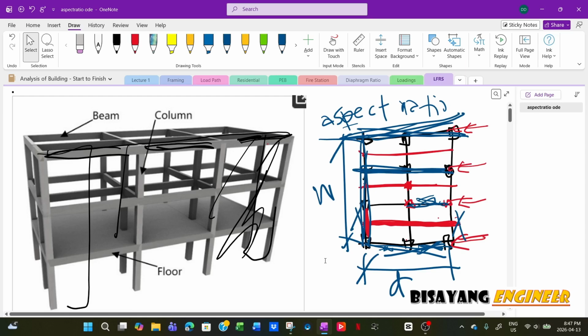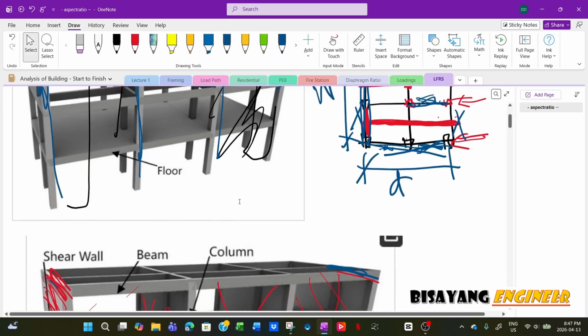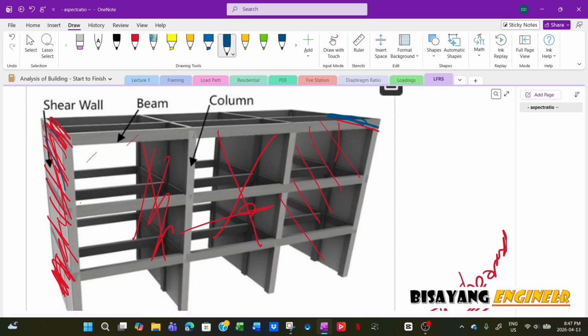Of course, if you don't have any solid walls, then you use the frames to resist this lateral load. If you are using just beams and columns, you will have really big sections, like large column sections and large beam sections. But if you have a shear wall, then you can have smaller columns and beams because you rely on your shear wall for the lateral.